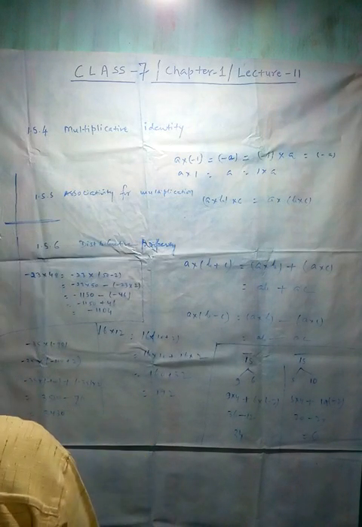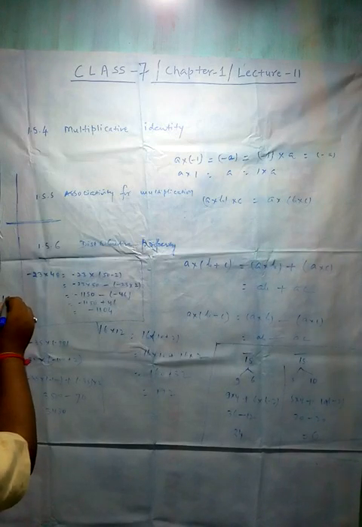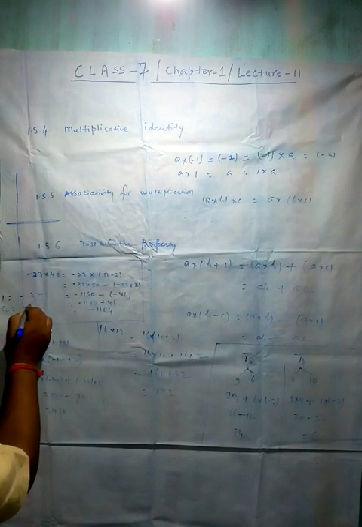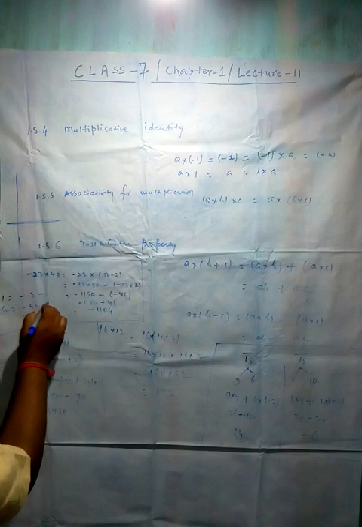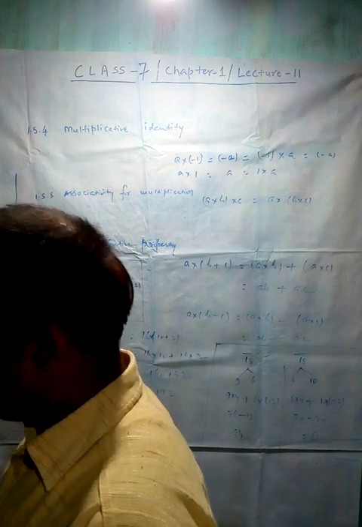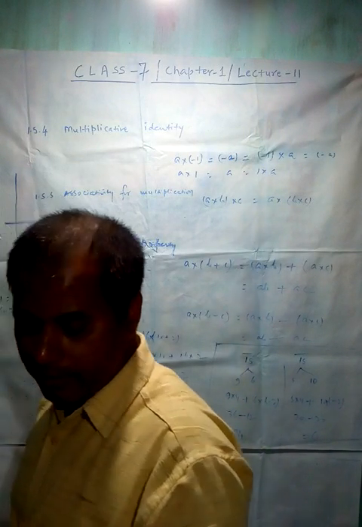Since the elevator is going down, the distance covered by it will be negative. So 5 meters per minute. In 1 minute it goes minus 5 meters. So in 60 minutes, minus 5 meters into 60, minus 300 meters. That means 300 meters below the ground level.